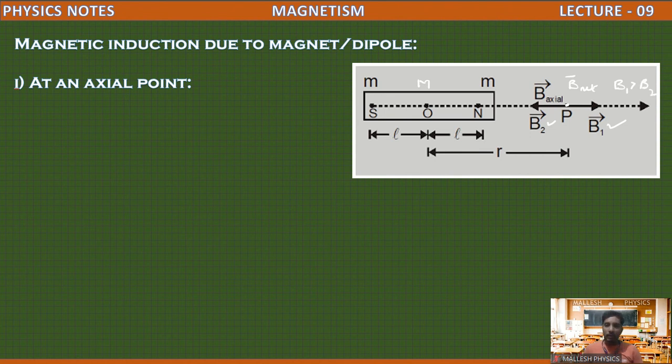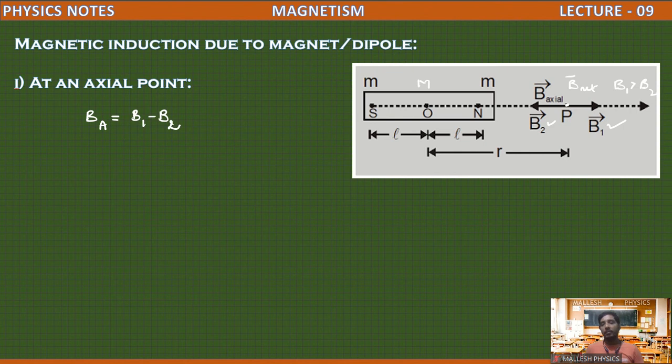Now let us take the distance of this point from the center of the magnet as R and the length of the magnet as L, so that the distance of the unit north pole from the north pole of the bar magnet is R minus L, and from the south pole it is R plus L. Now I will write the net field on the axial line, or at an axial point, as B1 minus B2.